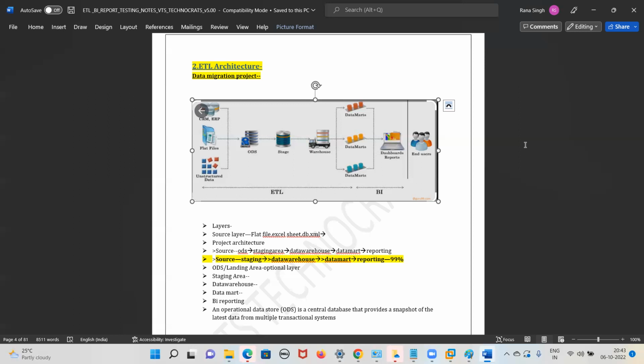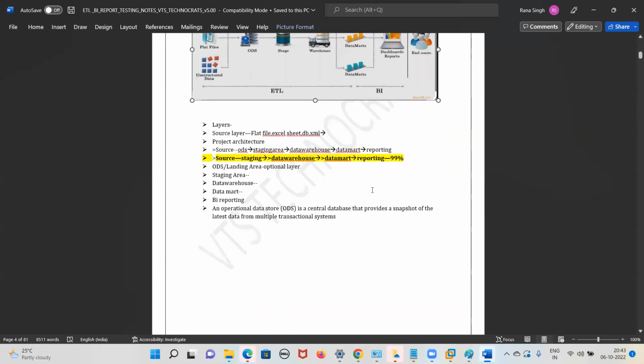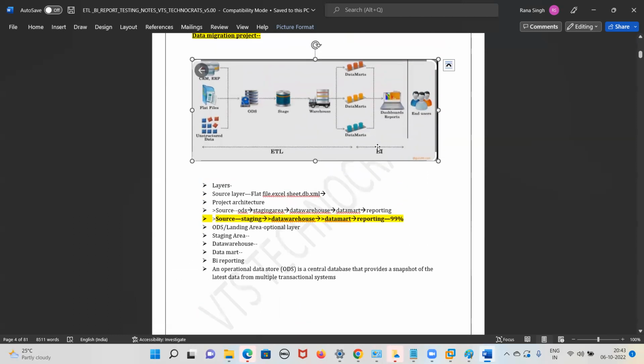This is a data migration project. Always remember this. Am I clear, guys, about this ETL architecture? Any question? No question. Fine, guys.